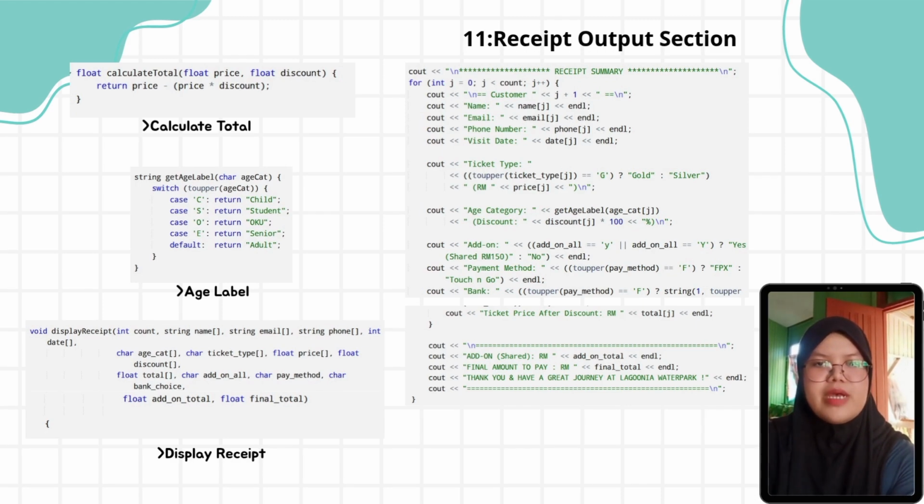Lastly, for part 11, where the program ends. Basically, the program ends after showing the full receipt. It also prints a thank you message to the user, wishing them a pleasant journey at Lagoonia Water Park. This completes the e-ticketing system.